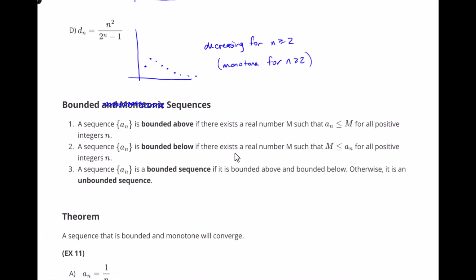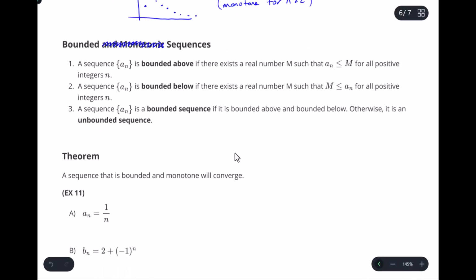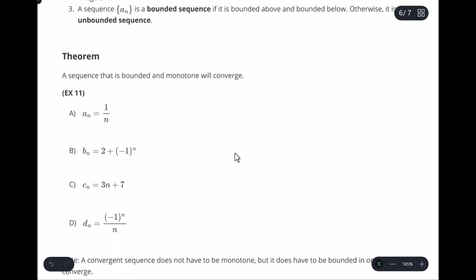So as long as you know what the sequence looks like graphically, you can generally get a good idea if the sequence is bounded and if the sequence is monotone. And we have a theorem here which states that a sequence that is bounded and monotone will converge. And it's as simple as that. If you can show that the graph or the sequence itself is bounded, so it has an upper bound and a lower bound, and it's monotone, then we know it will converge.